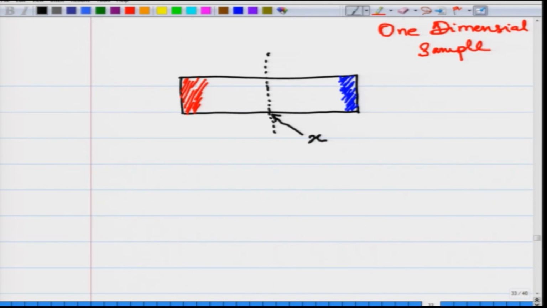Now, what will contribute to the thermal current? What are going to be the charge carriers which are going to carry the energy? Thermal current is nothing else but energy. So, what are going to be the charge carriers inside the metal? It again has to be electrons. Again it is the electrons which are going to carry the energy or the momentum as they cross this point x.